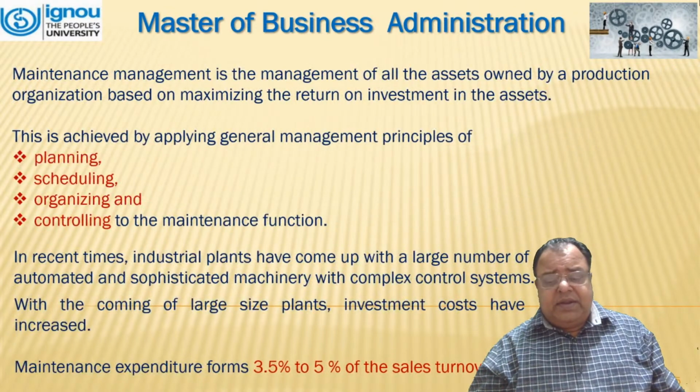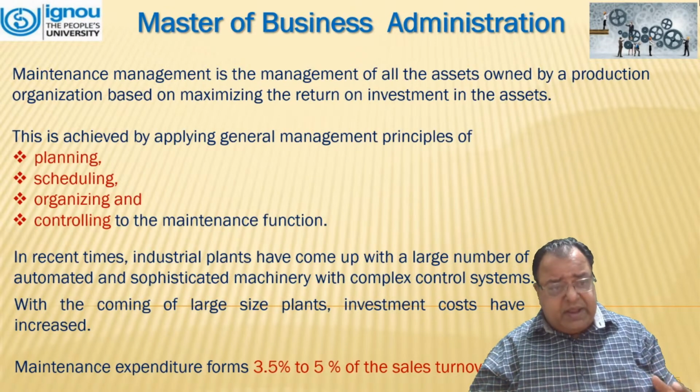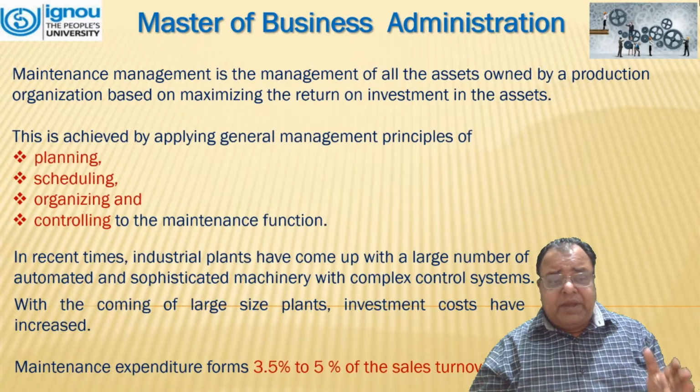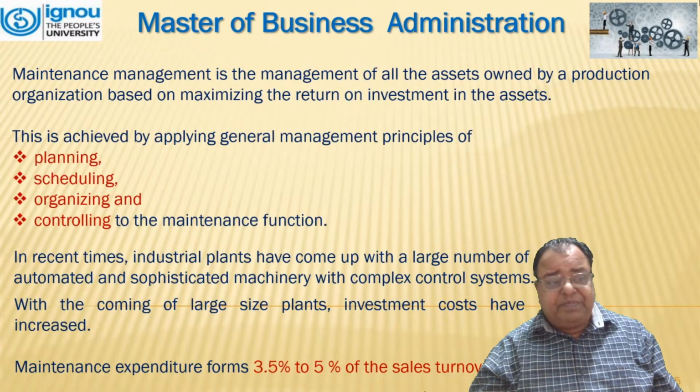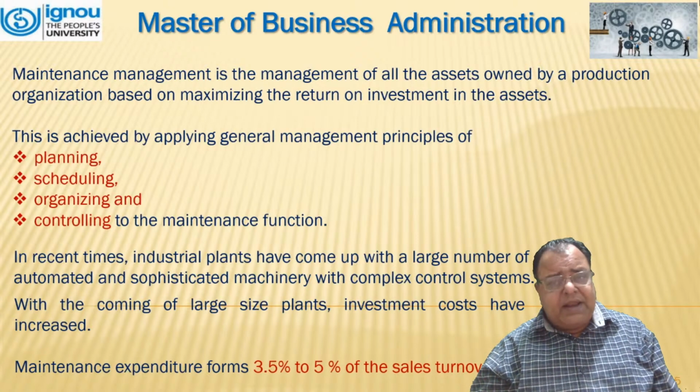Maintenance management is the management of all the assets owned by a production organization based on maximizing the return on investment in the assets. And this can be achieved by applying general management principles of planning, scheduling, organizing, and controlling to the maintenance function. In recent times, industrial plants have come up with a large number of automated and sophisticated machinery with complex control systems.